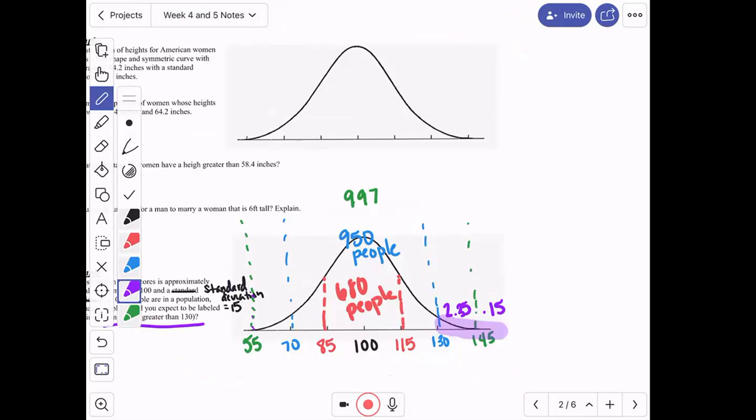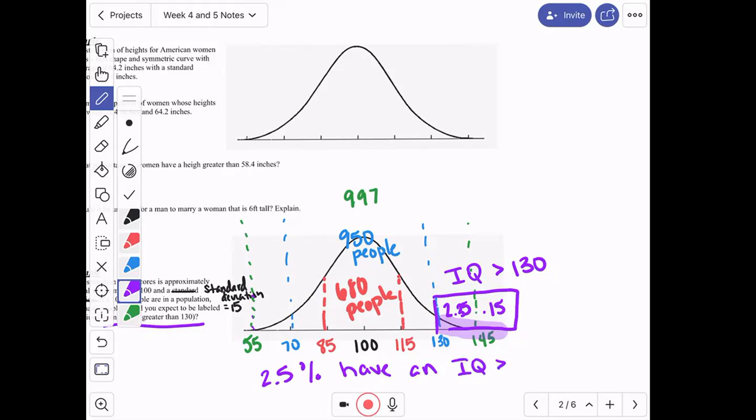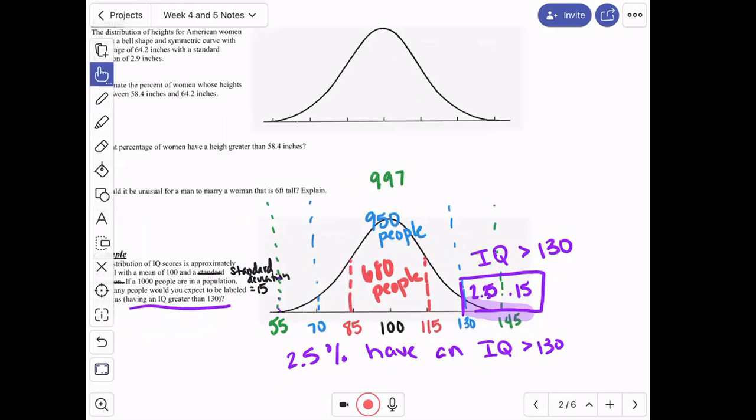And as somebody said earlier, I think it was Autumn, all you have to do now is add these 2 values up. All of these people have IQs that are greater than 130. So these are the genius people. What percentage of people have IQs greater than 130? 2.5% have an IQ greater than 130. But the question was, how many people?